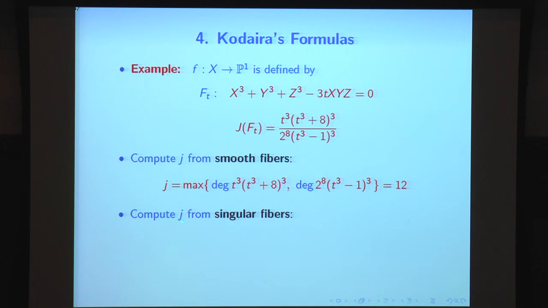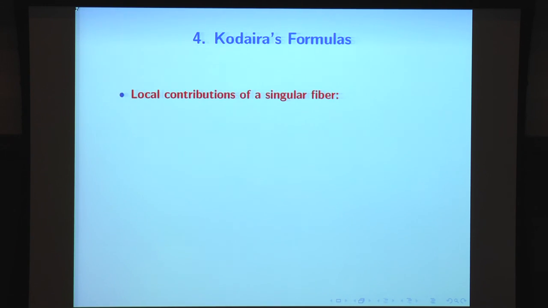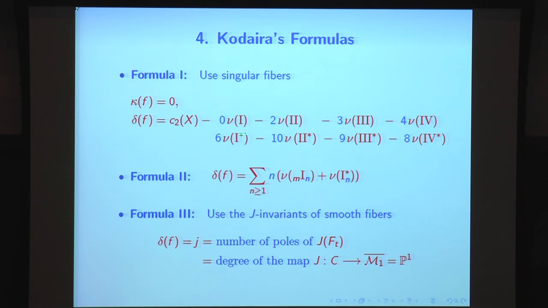We can also compute this from singular fibers, because in this case the fibration is semi-stable. The singular fiber consists of 3 lines. So each singular fiber is of this type. So we can use the second formula to compute the J invariant. Here 3 times the number of singular fibers is also 12. From this we can see that the modular invariance depends only on the smooth fibers. So it is independent of the resolution of the singularities. This is delta F, the boundary divisor coming from J. This is the number of poles of the J invariant.